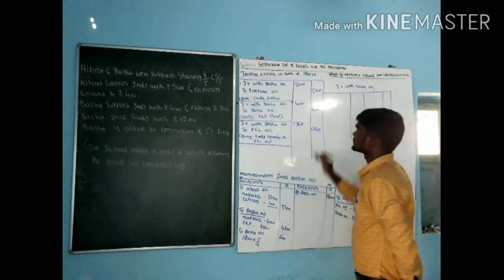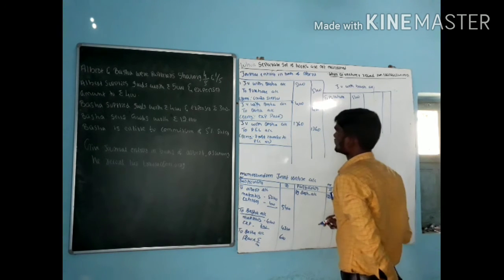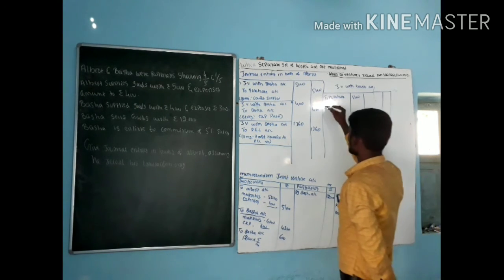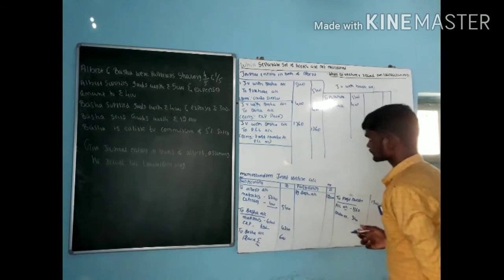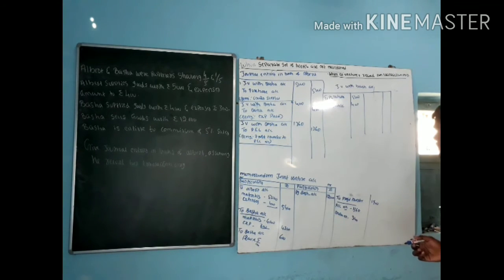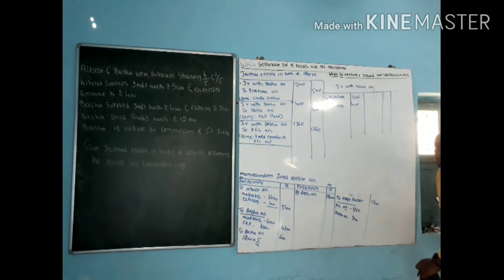First one, joint venture with Basha account to purchase account. What is the value? That is 5,000. Next one, joint venture with Basha account to bank. What is the value? That is 400. Next one, joint venture with Basha account to P and L account is 1,360. Identify the balancing figure amount. That is to purchase 5,000, bank 400, and P and L account 1,360.